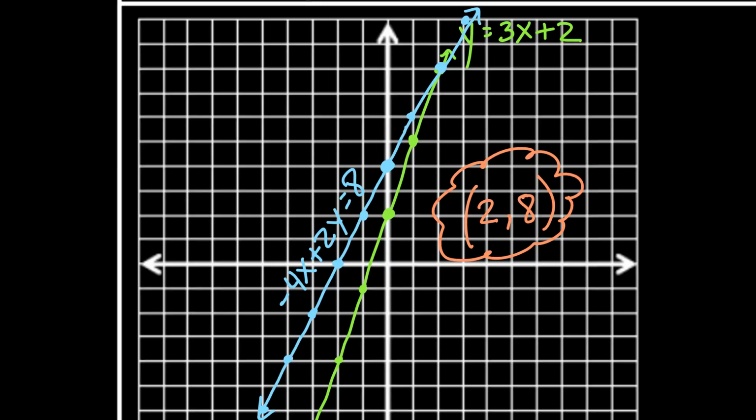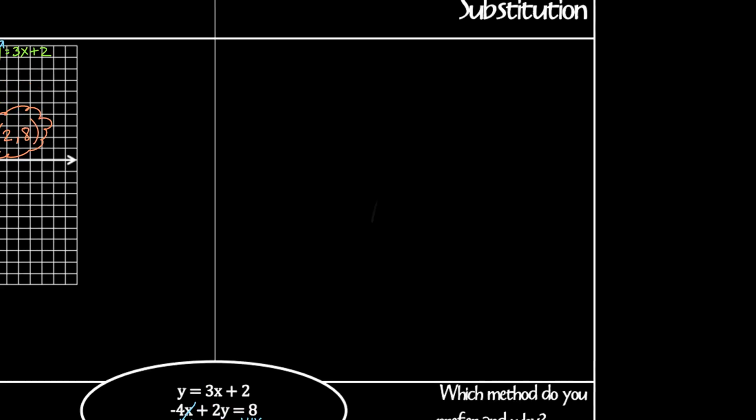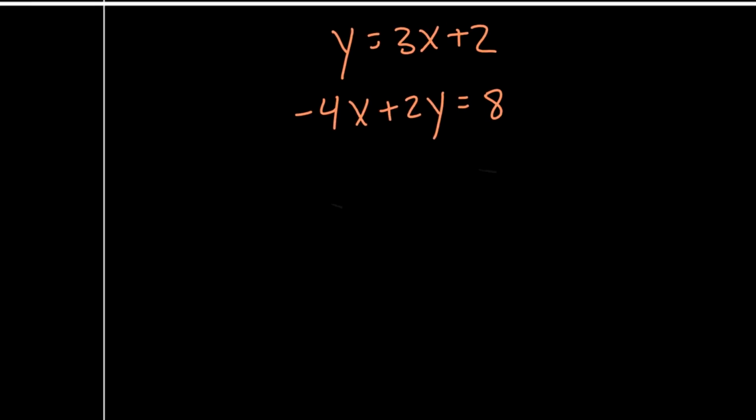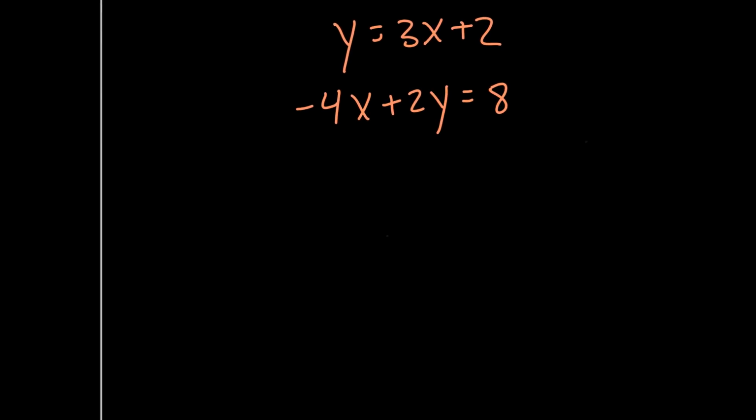So now I'm going to show you the two ways that you can solve algebraically. One is substitution, the other is elimination. Substitution, I believe that you have had exposure to. Maybe some of you have had exposure to elimination as well. We'll see. So first, I want you to rewrite the two equations. What were they? y equals 3x plus 2, and negative 4x plus 2y equals 8. So this is in the substitution.